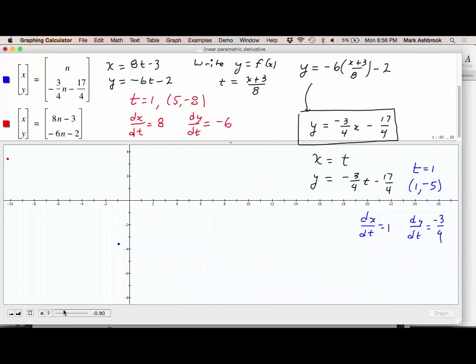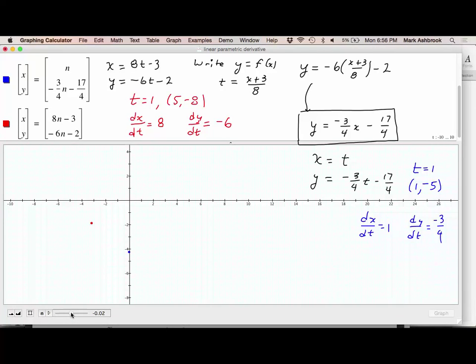Okay, so I'm going to change t from -1 to 0. When I change t from -1 to 0, look how much the red one changes and how much the blue one changes. Here's -1. There's 0. So the red point just changed x by 8 and went over 8 and down 6. And what did the blue point do? It went over 1 and down 3/4.